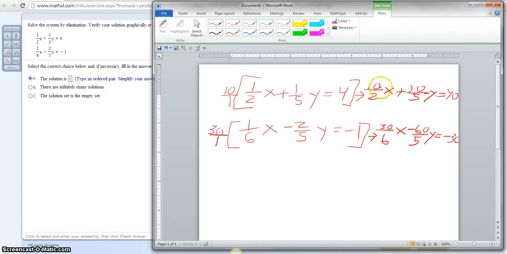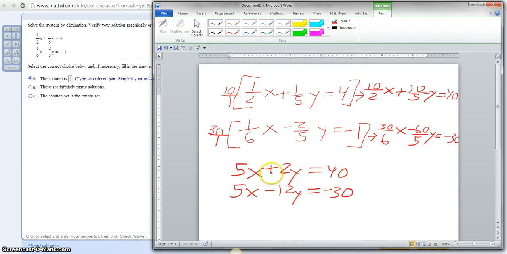So now we want to write this. 10 over 2, we know is 5. So that'll be 5x plus 10 over 5 is 2. So that will give us 2y, and that equals 40. So that took care of this first equation. Now we go to the second equation. 30 over 6 is 5, and we bring our x, minus 60 over 5 is 12, and we'll bring down our y, is equal to a negative 30.